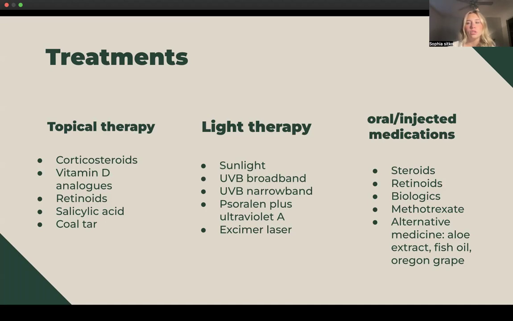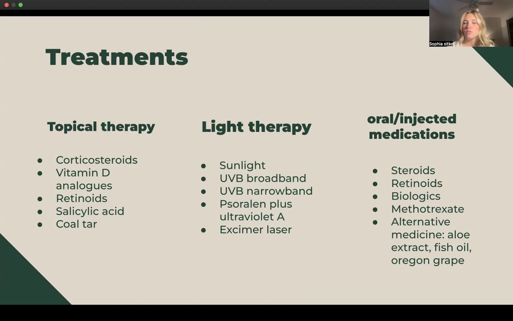Usually a dermatologist will try to treat you with a topical treatment before they move on to other methods. But corticosteroids are the most frequently prescribed topical therapy for psoriasis. But they have a severe side effect that can cause skin thinning over time, and also they stop working after a certain period of time using them.